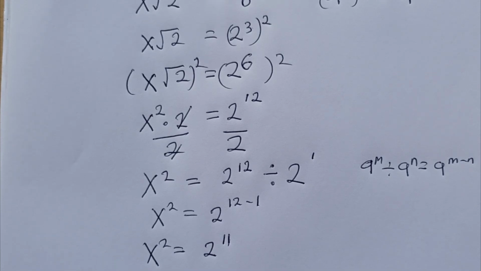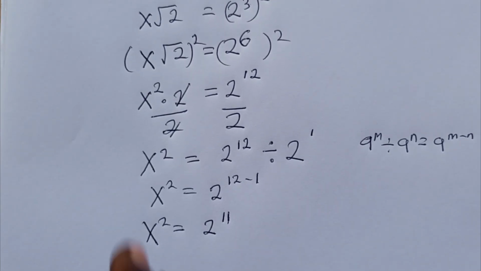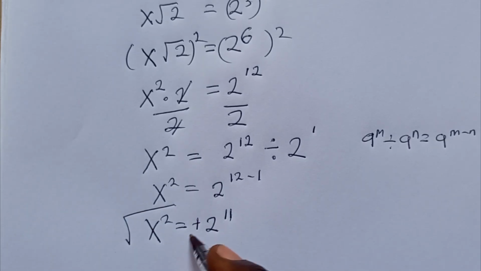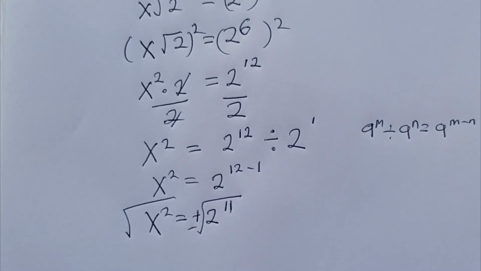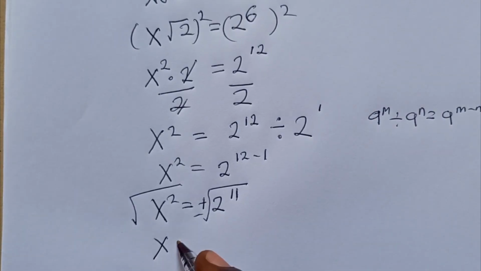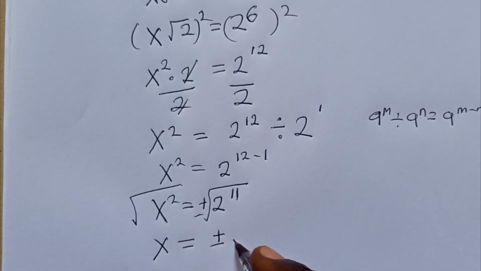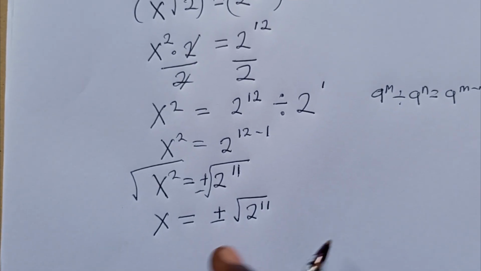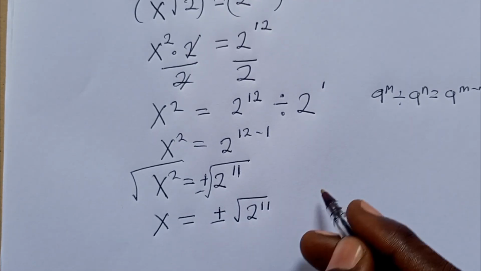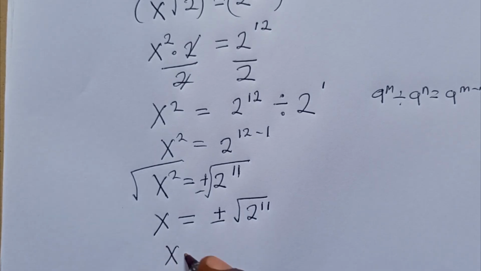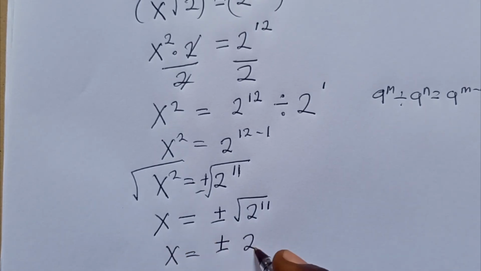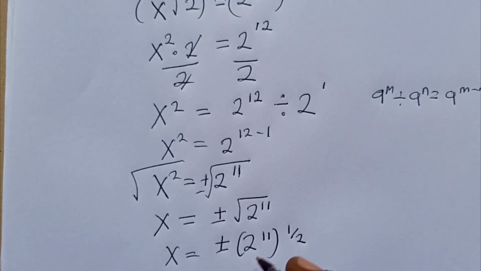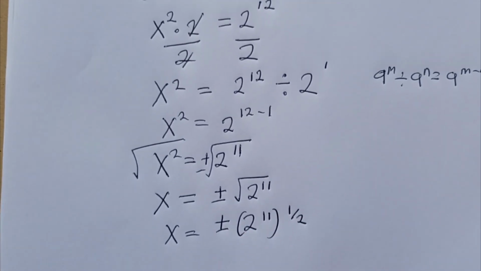So now let's take the square root of both sides. Taking the square root of both sides, it's going to be plus or negative square root of this. So we're going to have x equal plus or negative root of 2 to the power of 11. But remember that this root can be written as x is equal to plus or negative 2 to the power of 11 all to the power of 1 over 2, because that's what this root actually means.